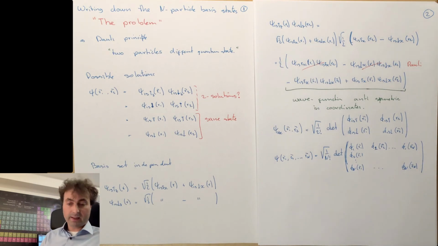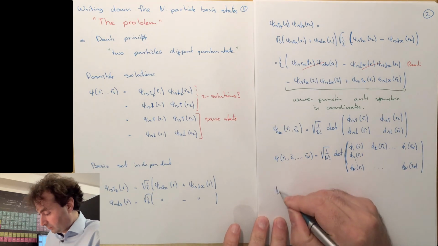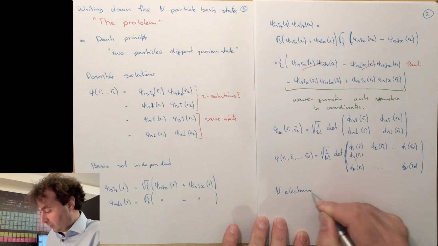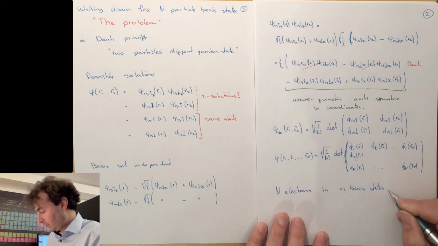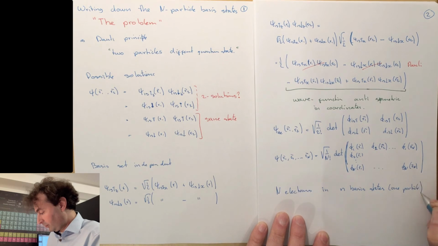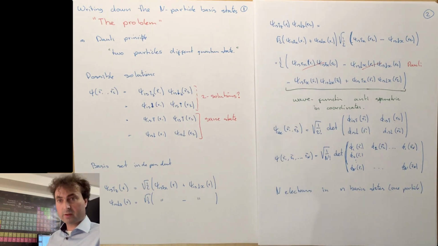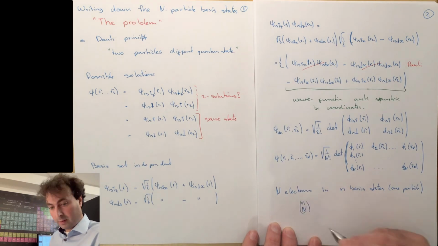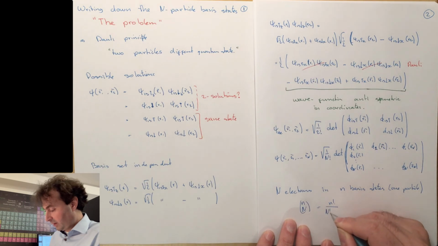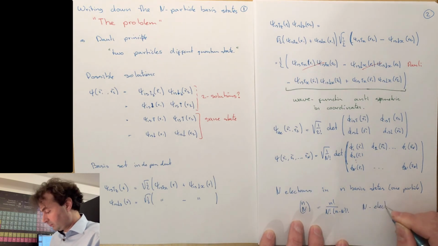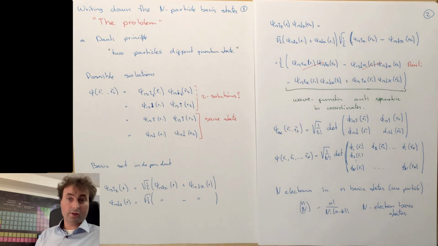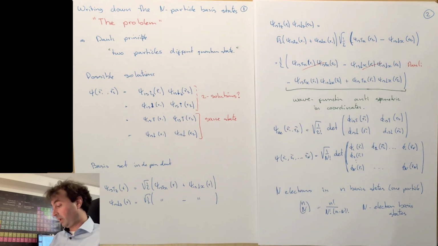So for n electrons in n one-particle basis states, small n basis states, we saw in a previous lecture that we have large N choose small n, which is equal to large N factorial divided by small n factorial times large N minus small n factorial, n-electron basis states. That's a large number. That's where the exponential scaling comes from, and that makes quantum mechanics hard.